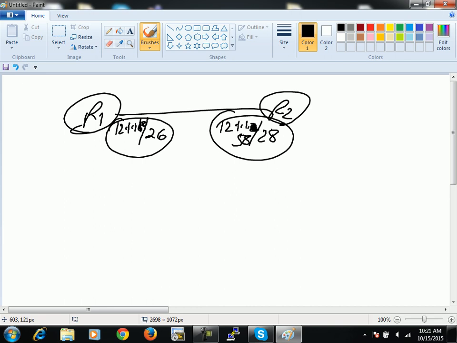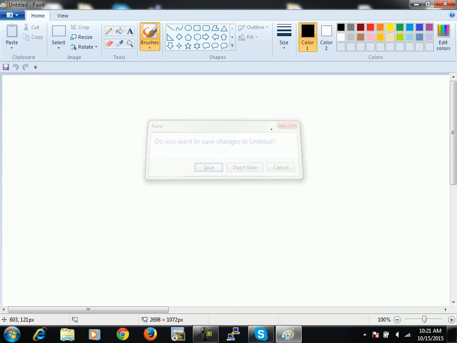But in OSPF it's not possible. In OSPF it is also mandatory to match their subnet mask, right? Hope you have understood this feature of EIGRP. Is there any problem till now? Fine. Now, the hello packets in EIGRP do not carry subnet mask details, while in OSPF they do. Fine.